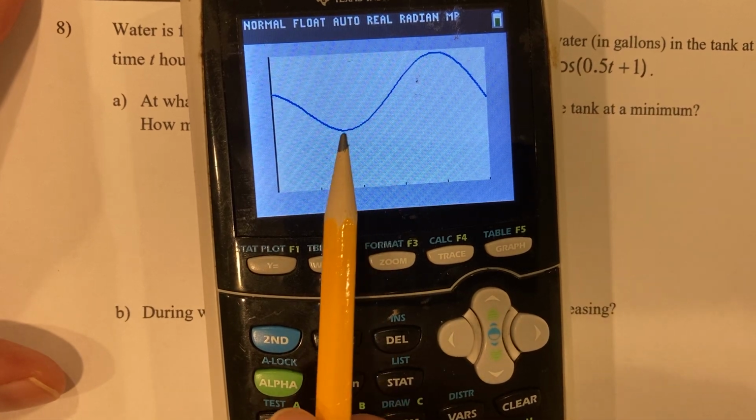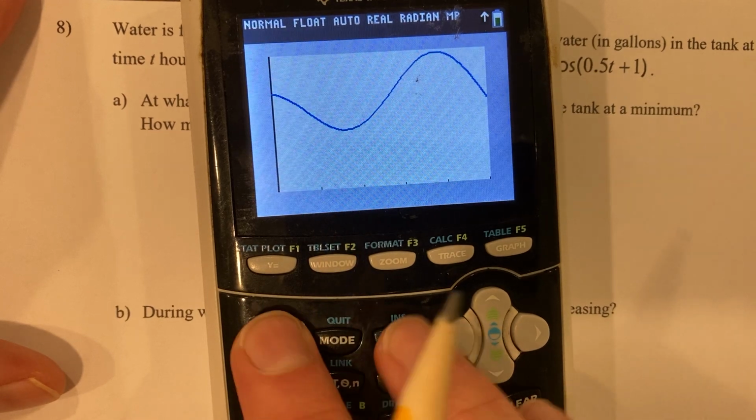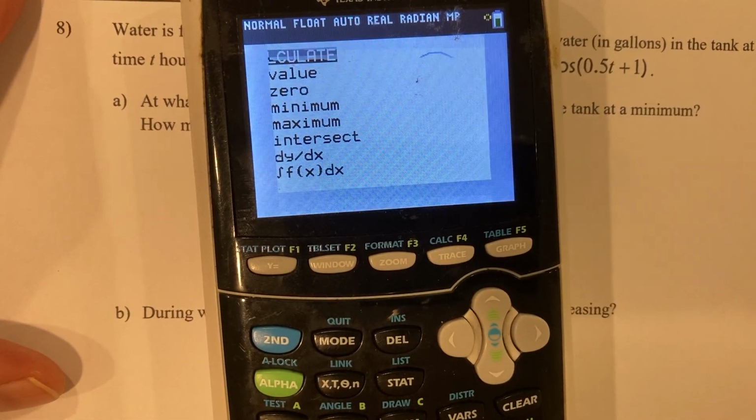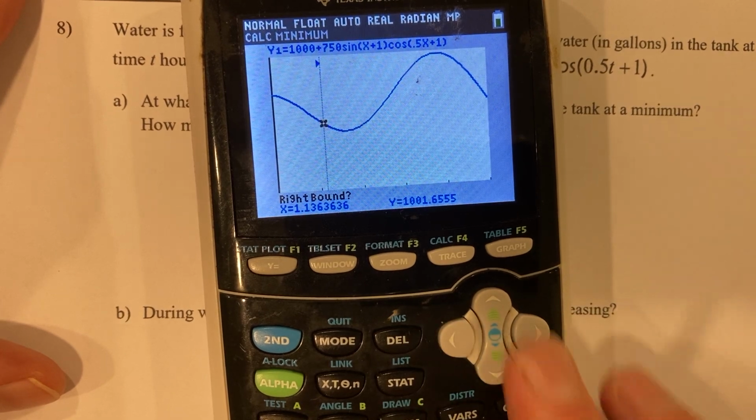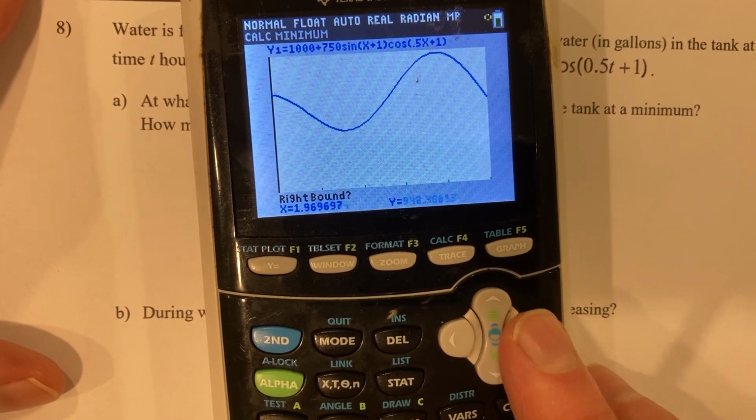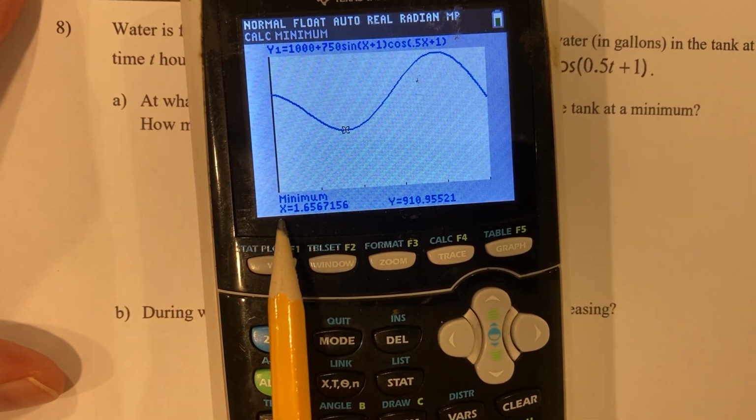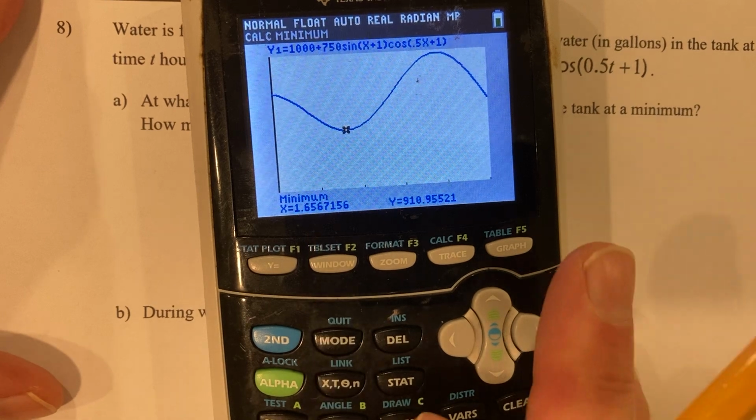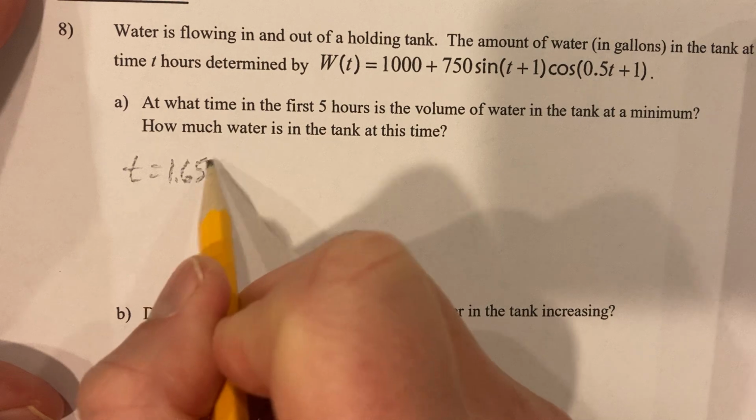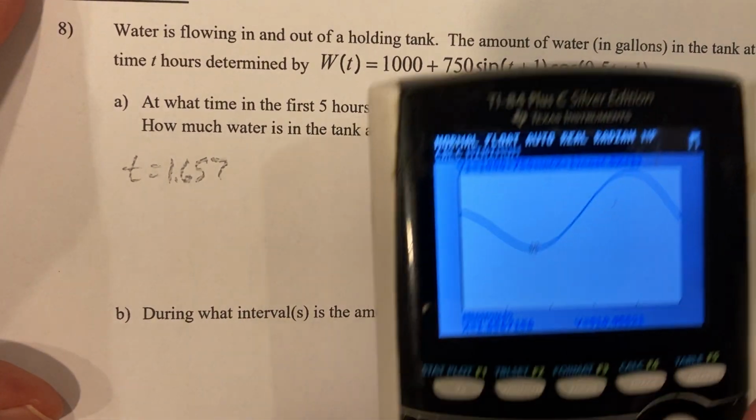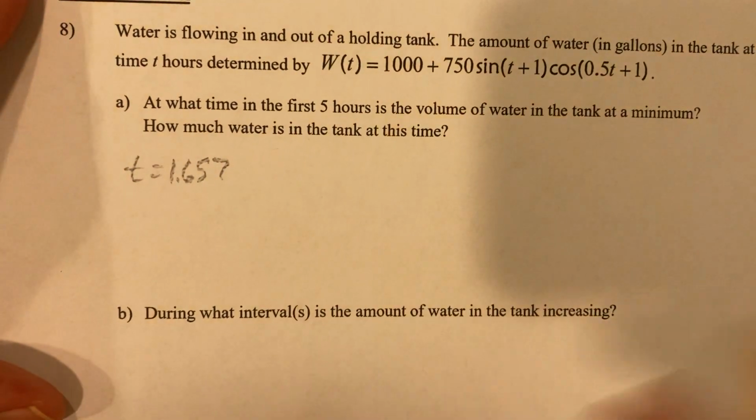It sure does look like the minimum is going to be right here. And so I want to get that point. So I could do that by going second trace minimum, and then go to the left of that spot, go to the right of that spot, hit enter. And it says my minimum was at time 1.657. So at t equal 1.657. And it says how much water was in the tank. That's the Y value. So that's 910.955.